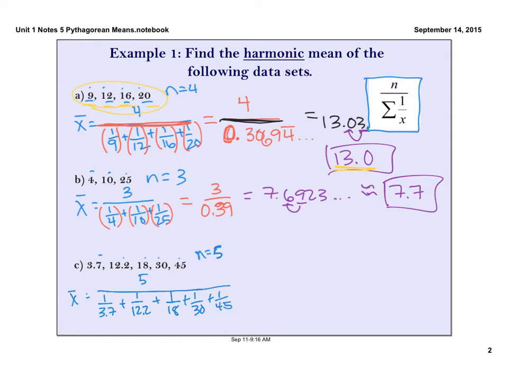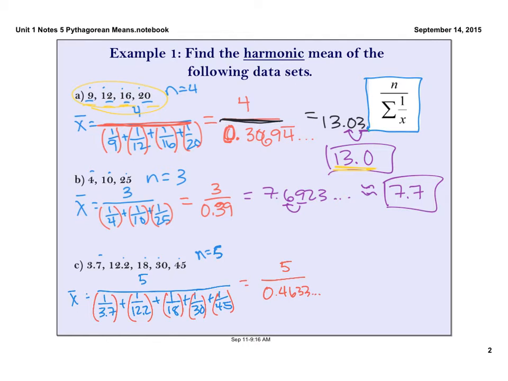Okay, I never make my fraction part long enough. All right, go ahead and put all those fractions and parentheses in the bottom, and then you're going to type them into your calculator. So open parenthesis, 1 divided by 3.7, close it, plus, open parenthesis, 1 divided by 12.2, close it, plus, open parenthesis, 1 divided by 18, close it, plus, open parenthesis, 1 divided by 30, close it, plus, one more, open parenthesis, 1 divided by 45, close it. Hit enter. I end up with 5 divided by 0.4633, and it keeps going.